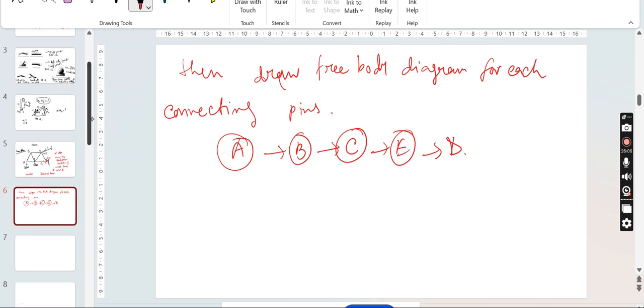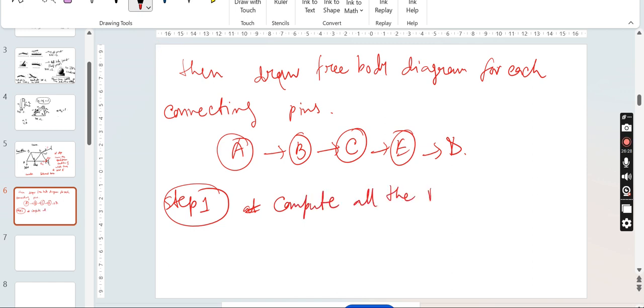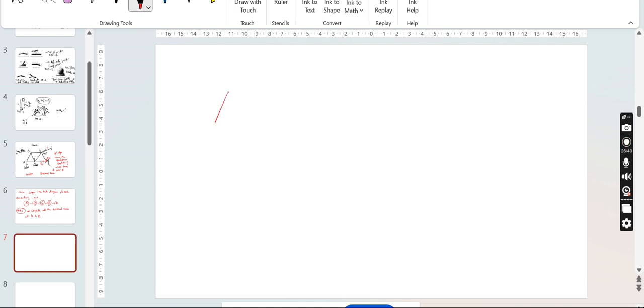So let me write. The first step is to compute all the external forces at D and E. For that, the diagram will be like this.